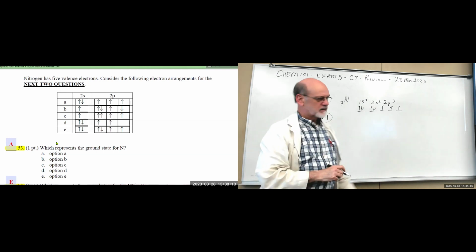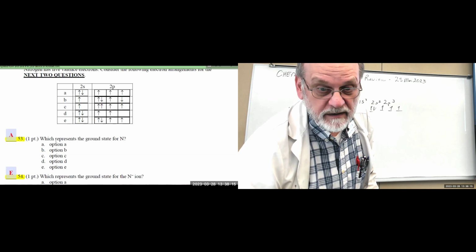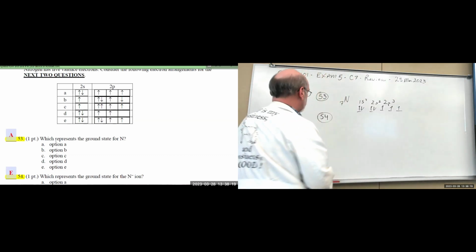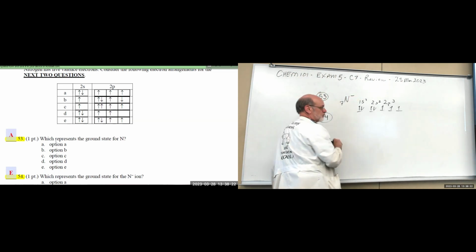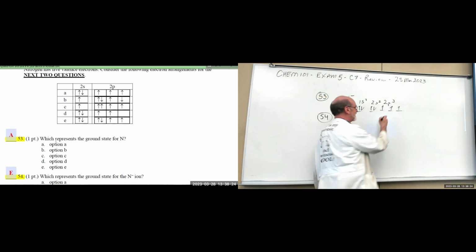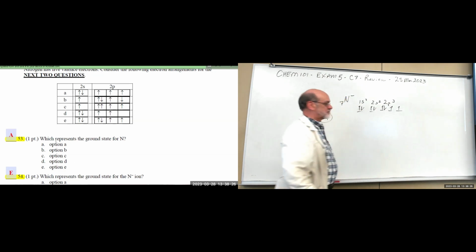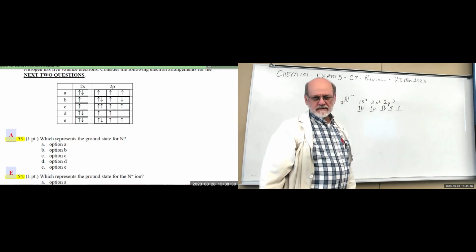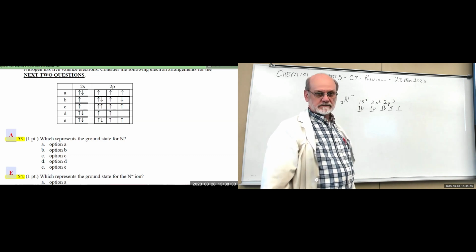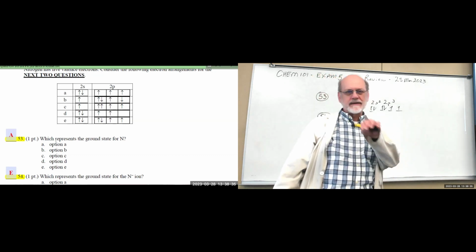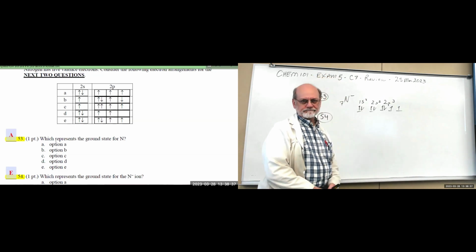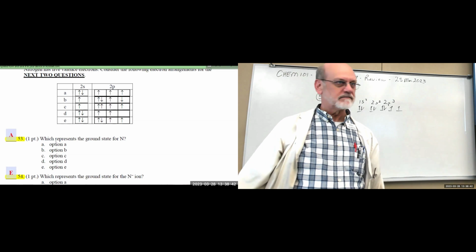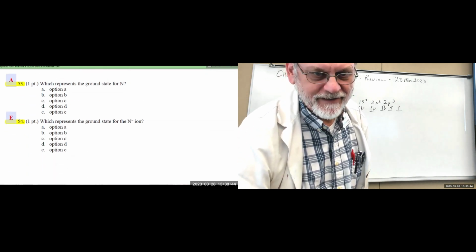About 54. Let's see, and then we'll go back. Which represents the ground state for N minus? What does that mean? That means we added an electron. So it goes right there. Okay. So that would be B, right? No. E. Yeah, E. We good? Okay.